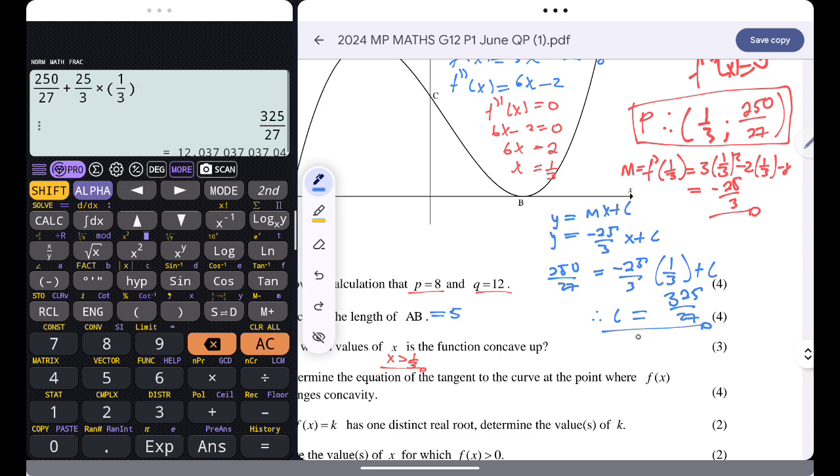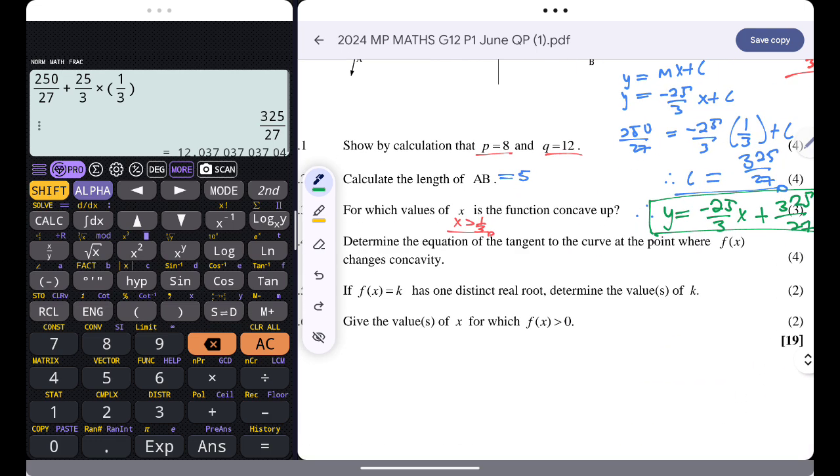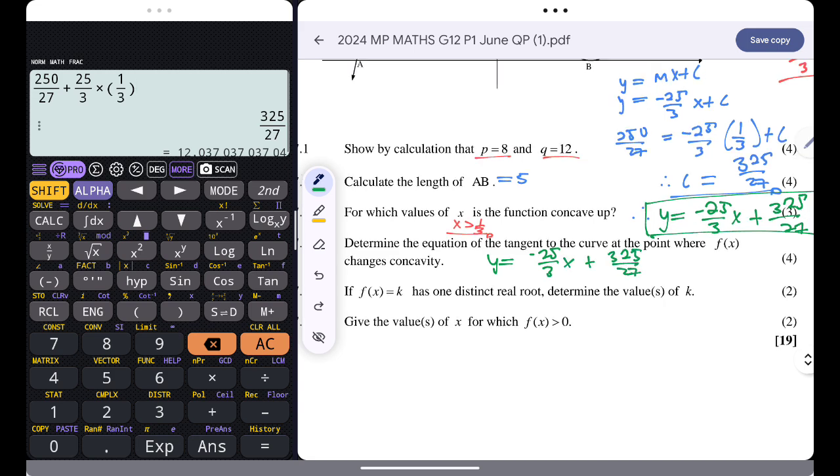This is my y-intercept. So therefore, the equation of a tangent, let me write it in green. y is equal to mx plus c. My gradient is negative 25 over 3 x. The y-intercept is 325 over 27. This is the equation of a tangent where the graph changes its concavity. y is equal to negative 25 over 3 x plus 325 over 27.